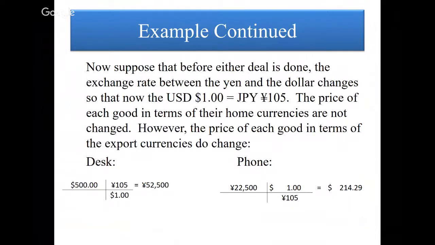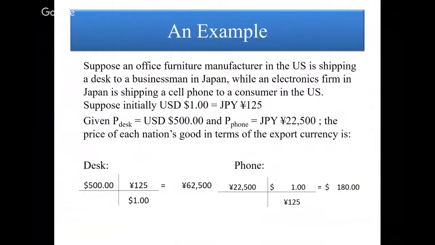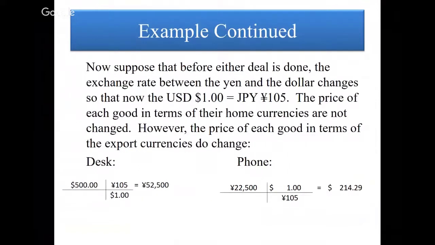So we have to now recalculate those prices. 500 US dollars divided by a dollar and times 105 yen yields 52,500 yen. Amazing. Harada-san experienced what the Buddhists call a happy accident. He was perfectly happy to pay 62,500 yen yesterday, but because he got hung up and couldn't do the wire transfer, he ended up delayed, and that delay saved him 10,000 yen. The furniture manufacturer doesn't care one way or another. They were going to get $500 yesterday, they're going to get $500 today.